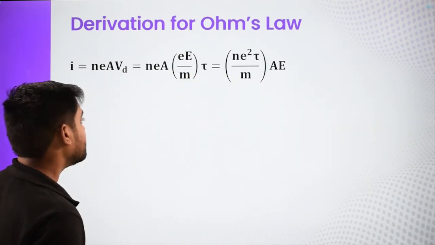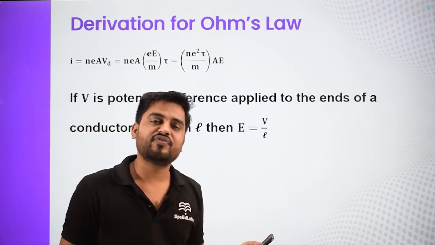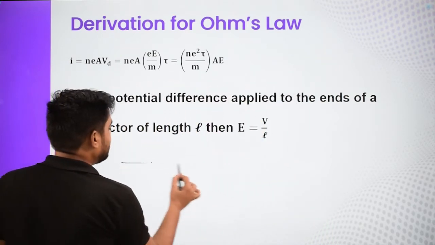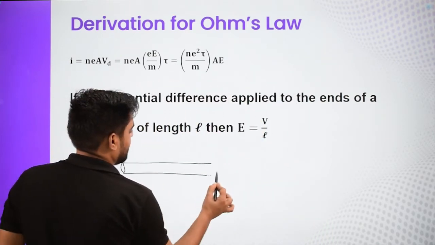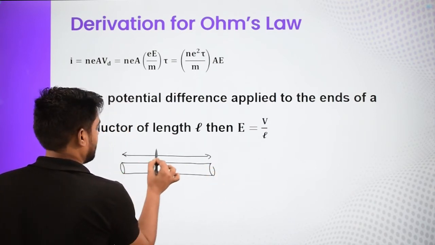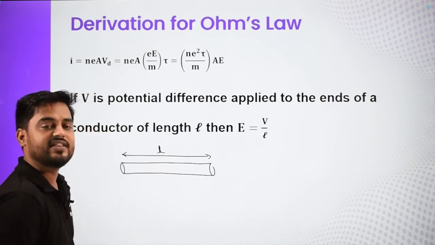Now, what can be done is the potential across the conductor. Let our conductor have a length L. If we are applying an equal potential, I am calling it small l. Small l is the length of the conductor.